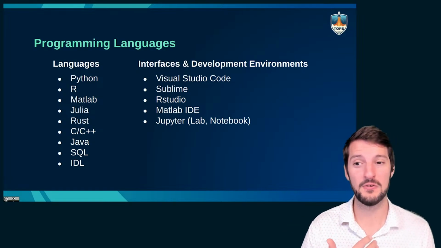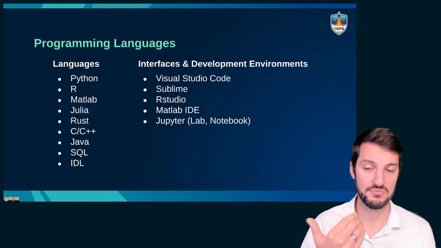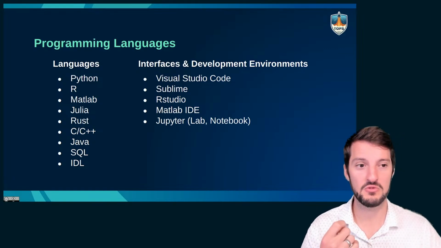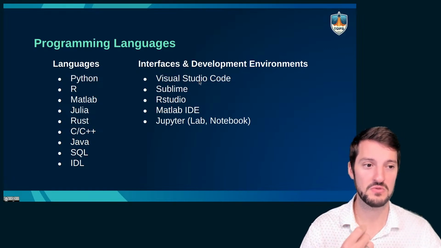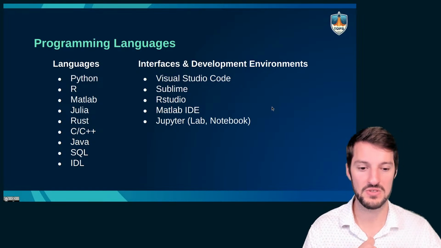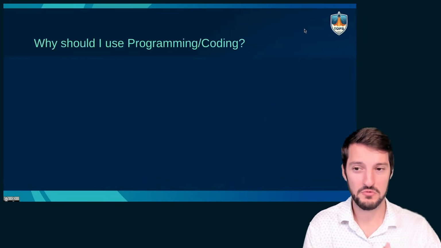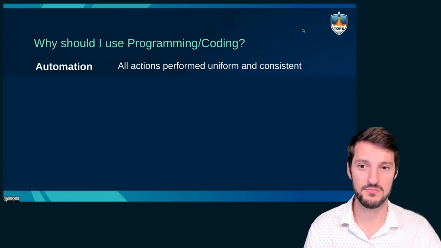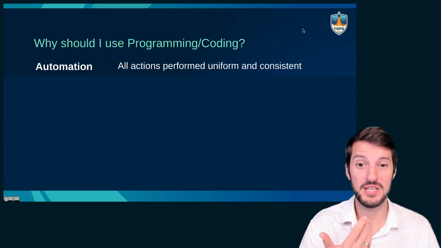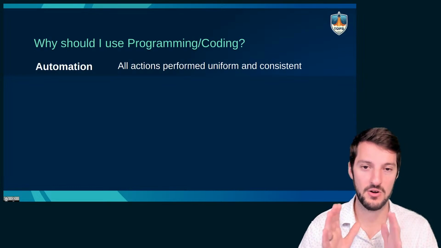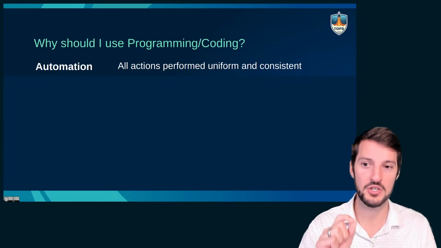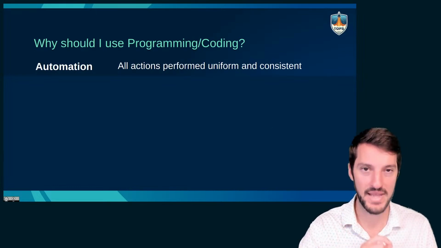So I would watch out for languages or tools that are proprietary and tend to lean towards more free and open source tools, ensuring that other people can use them, access them, reuse them. But why should we use programming and coding in the first place? Well, the biggest reason is probably going to be automation. You can automate all actions that you want to carry out in a uniform and consistent manner.